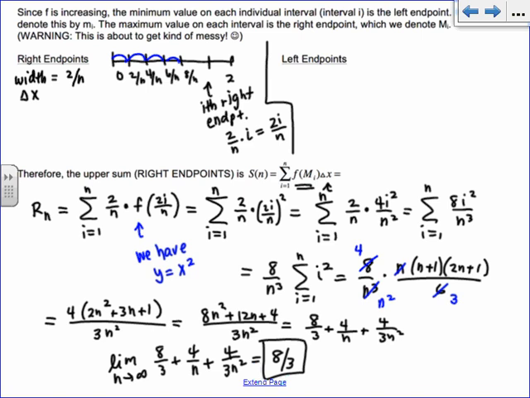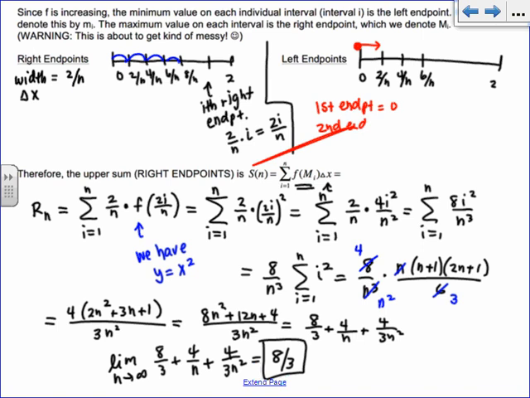Okay? But the left endpoints, the reason they're harder is because you still have 0 to 2, and you still have a width of 2 over n. So we still get this one's 4 over n and 6 over n. But if I'm using left endpoints, I'm using this one and going over, right? So the first endpoint ends up being 0. The second endpoint, oh geez.